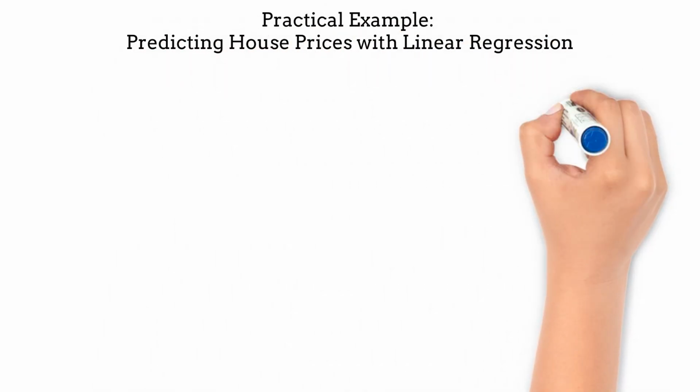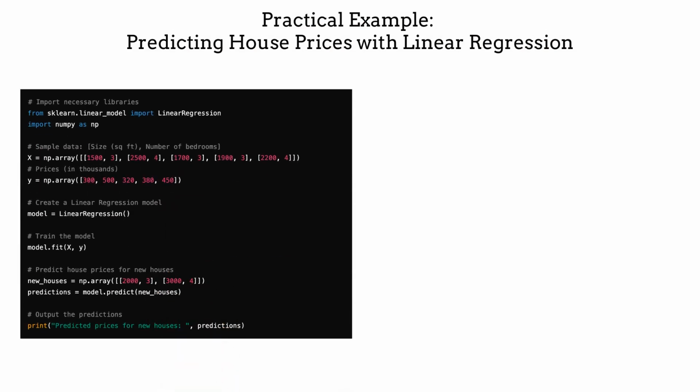All right, let's look at a simple code example that uses linear regression to predict house prices. We'll use Python and the scikit-learn library, which makes things pretty straightforward. Let's break it down. What are we doing? We're using past data, like the size of a house and the number of bedrooms, to predict the price of new houses. Our data: we have some sample data, where X is the input, house size in square feet and number of bedrooms, and Y is the output, house prices in thousands of dollars.